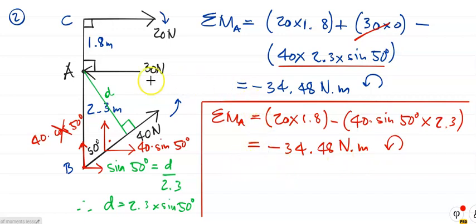So I've taken moments about point A using the 20 and the 40 Newton force. That's going to be 0. And I've taken moments about point A using that force and the components of this force here. But because this force is acting at this point here, this force goes through the point of rotation, so it's going to be 0 as well. And that force is acting over there, and that force is equal to 40 sine 50. Its lever arm is 2.3. Work it out, it comes the same as that.